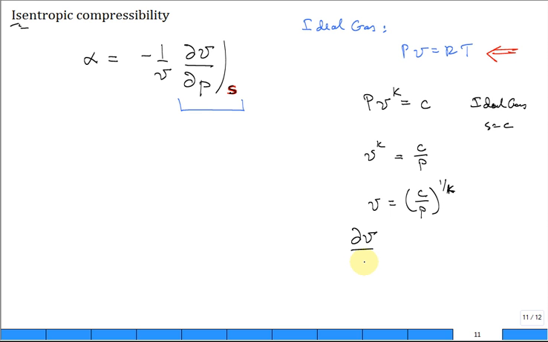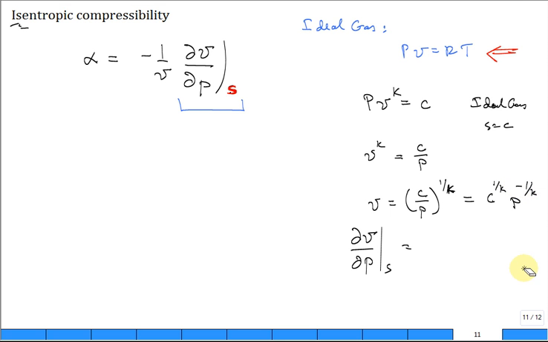So now that I have that, can I calculate the rate of change of V with respect to pressure? And I know that S is constant, so I'm going to have the C to the 1 over K as a constant. Forget about that. And I'll have P to the minus 1 over K. Let me rewrite it: C to the 1 over K, P to the minus 1 over K. True?